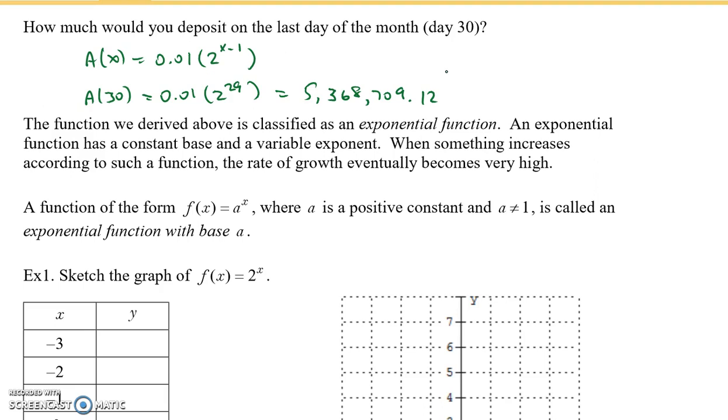In general, a function of the form f of x equals a to the x, where a is a positive constant and a is not equal to 1, is called an exponential function with base a. Now we can actually include a equal to 1 if we wish, but actually what happens in that case is we just get a constant function, the function whose graph is a horizontal line. So usually we don't consider that to be an exponential function. So the base should be a positive number, and we don't usually include 1 as a base.